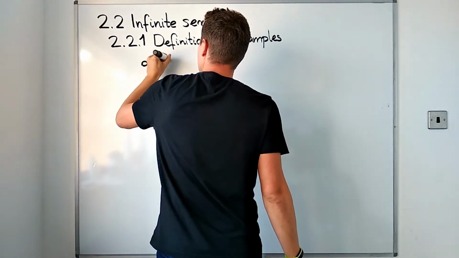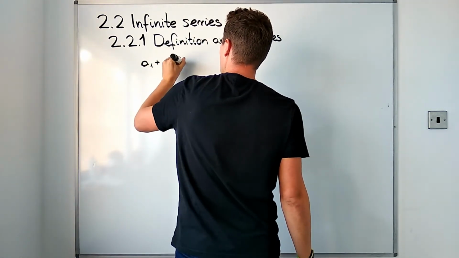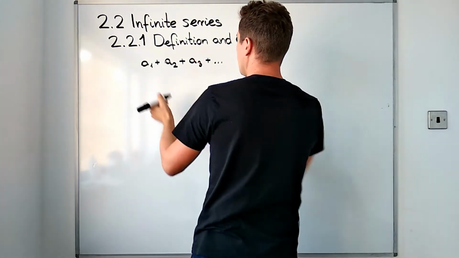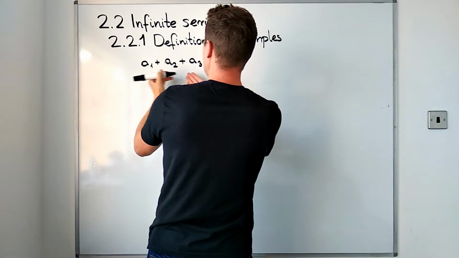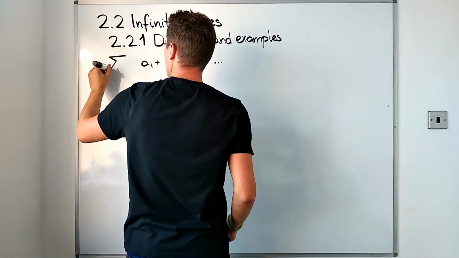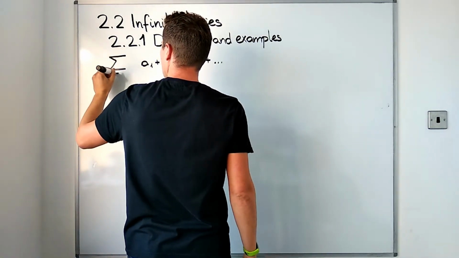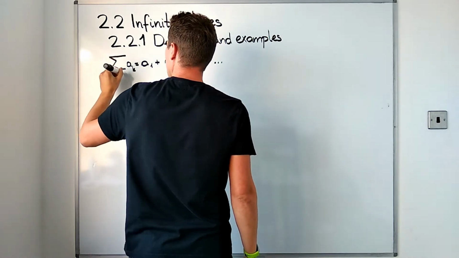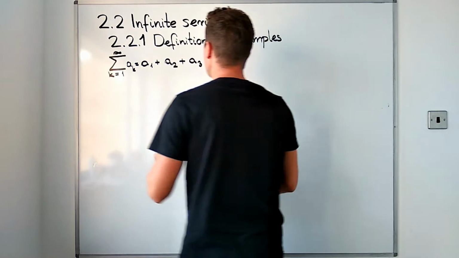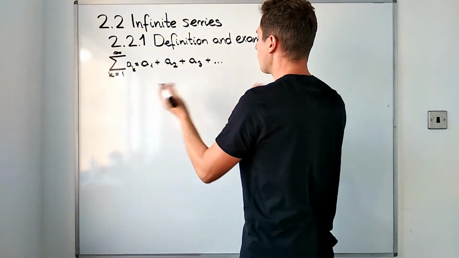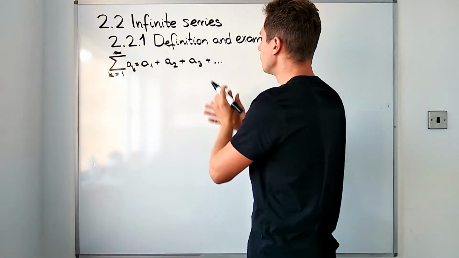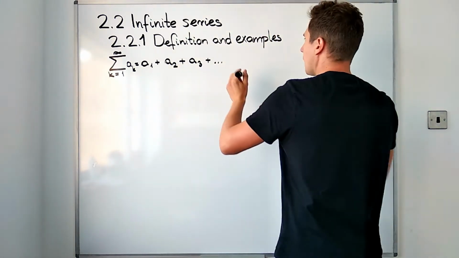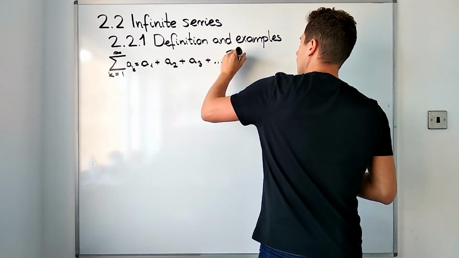So given a sequence a(n), I can take its terms and start adding them up. I could denote this infinite sum by this symbol, the sum of a_k, with k going from 1 to infinity. Well, of course, we cannot just add up infinitely many numbers, so we have to make sense of an infinite sum like this, and for this we'll have the following definition.